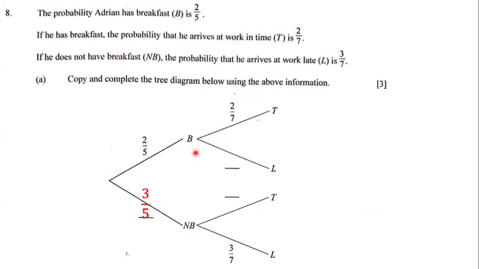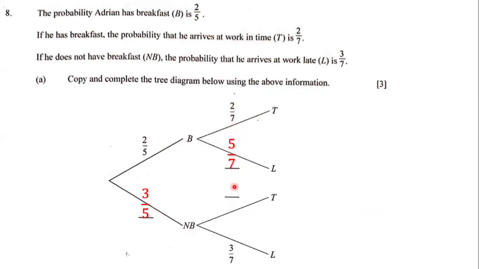The same thing is true here. They want us to figure out what this is. We already know that this one is 2 over 7, and these two probabilities must equal 1. So if this is 2 over 7, then this one must be 5 over 7, because 2 over 7 plus 5 over 7 is 7 over 7, which is 1. Again, these two probabilities must be equal to 1.